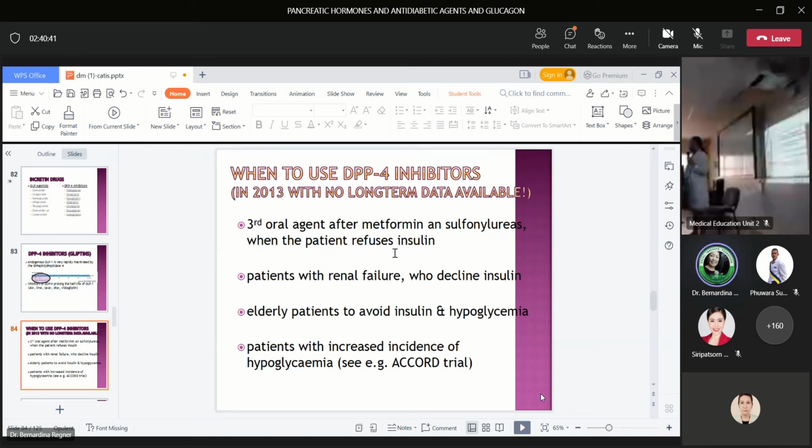Now, patients with renal failure who decline insulin, elderly patients who avoid insulin and hypoglycemia, and patients with increased incidence of hypoglycemia. Those are the benefits of using DPP4 inhibitors: a third oral agent when the patient refuses insulin, patients with renal failure who decline insulin, elderly patients who avoid insulin and hypoglycemia, and patients with increased incidence of hypoglycemia.